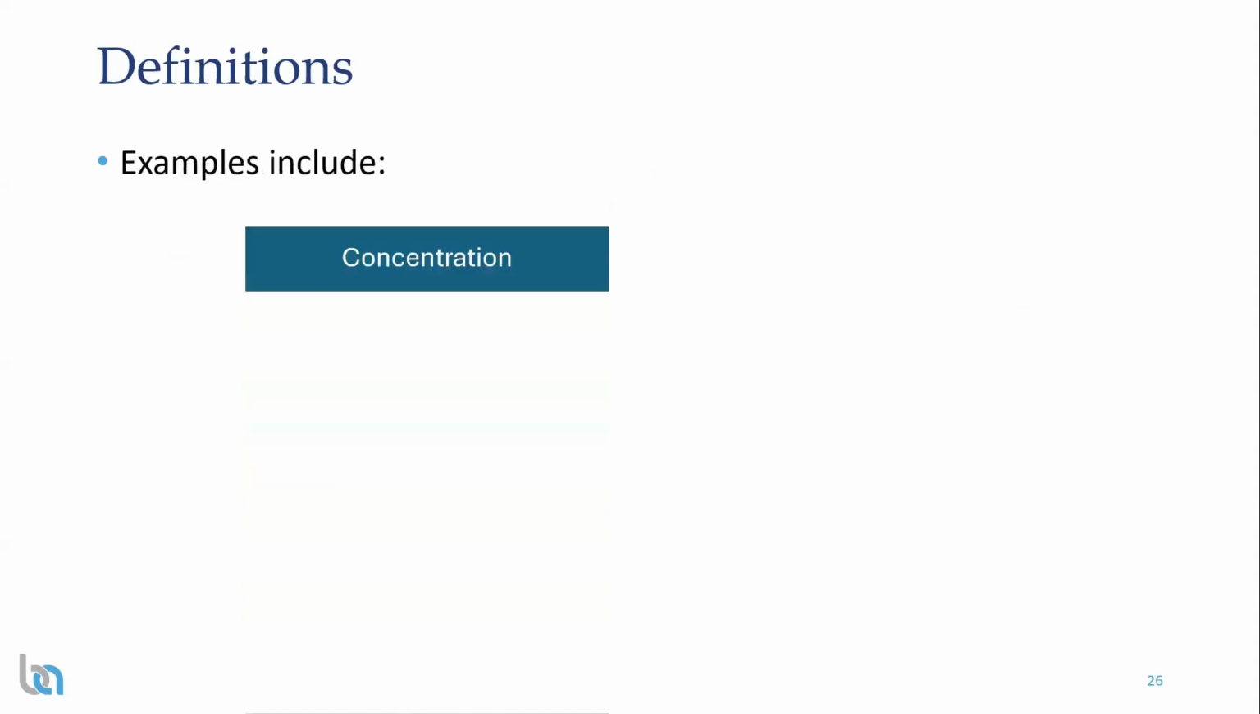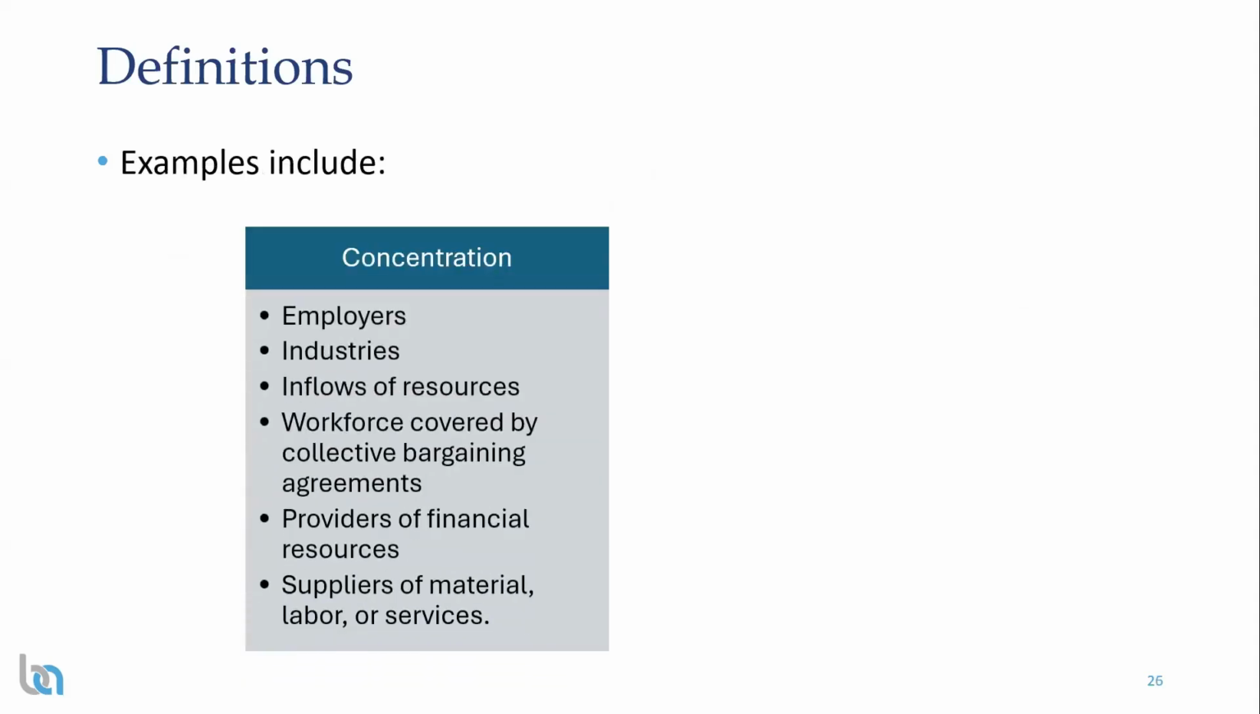These are just some examples of concentration. Employers: if you have one main employer in the city that hires half of your population. Industries: if you're heavily reliant on a specific industry, like tourism, for example. Inflow of resources, like sales tax, if you're heavily dependent on one payer. Workforce covered by a collective bargaining agreement. I think a lot of you may have that.